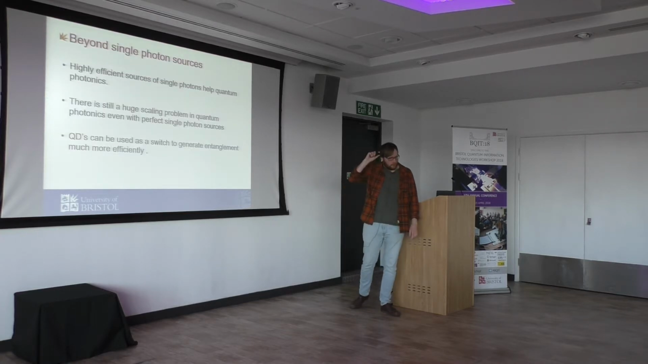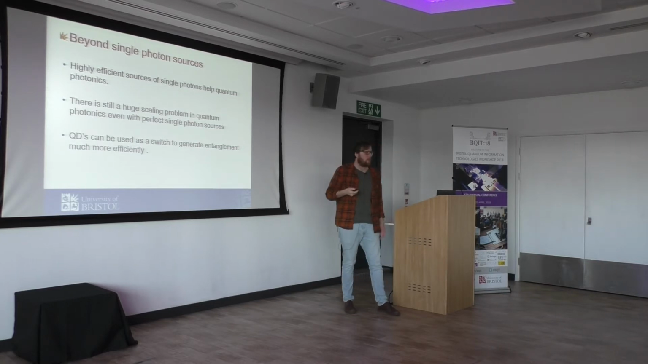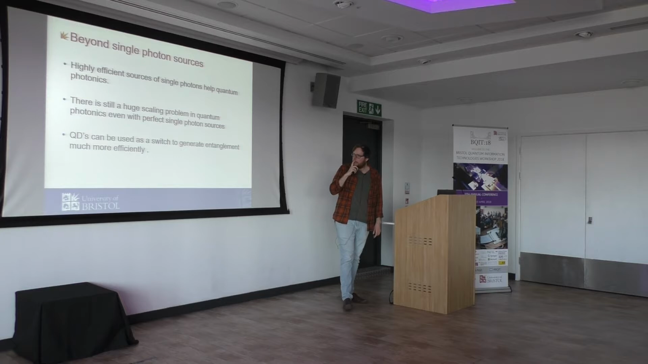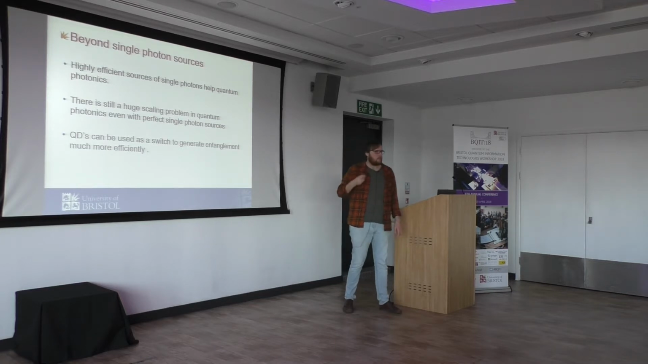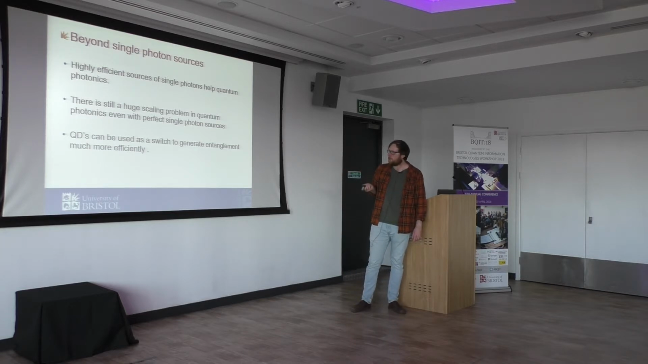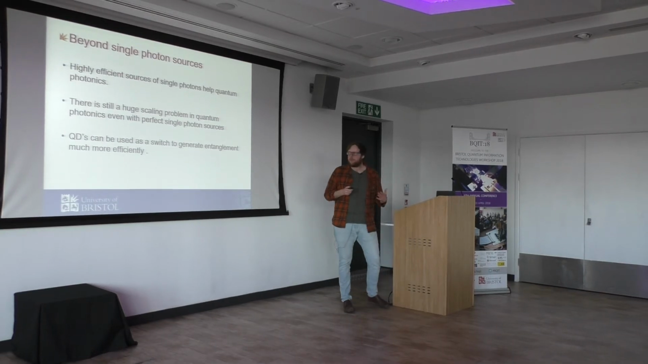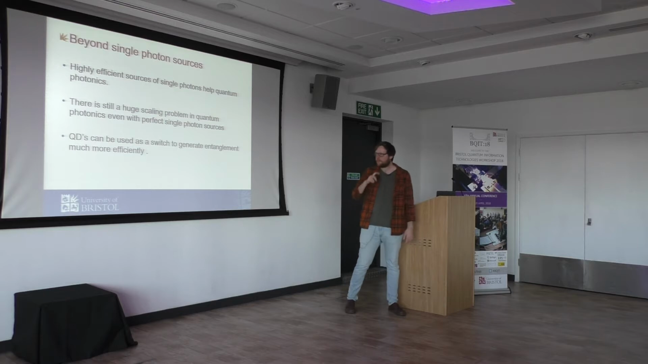So I've talked a lot about single photon sources in that section, and certainly they're a very important component to a quantum photonic network. But even with perfect single photon sources, quantum photonics has some pretty scary scaling problems. Quantum dots, as we've seen in the other talks, can come to the rescue again. They can be used as switches or indeed sources to generate entanglement much more efficiently than you can with just beam splitters on their own.